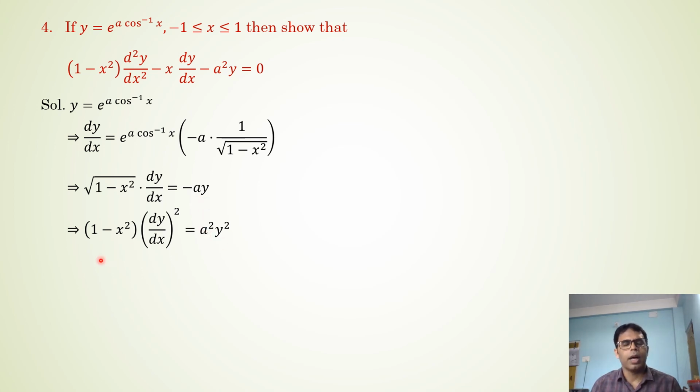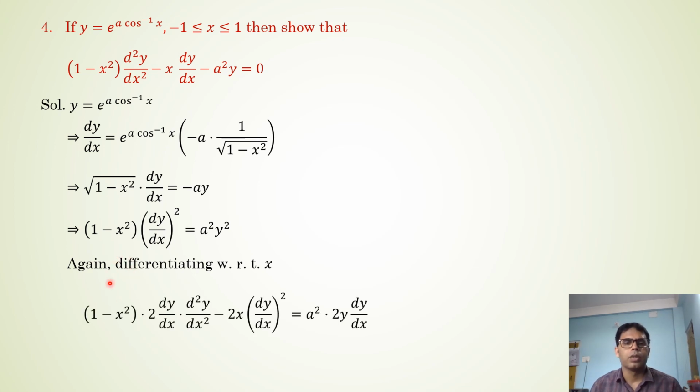Okay, so after that you take the second derivative, again differentiating with respect to x. This is a product function, you see, this is a product function. One of the functions is 1 minus x square, and the second function is dy dx whole square. So you should take the product rule of differentiation here. So differentiating with respect to x, it will give us 1 minus x square, this remaining the same.